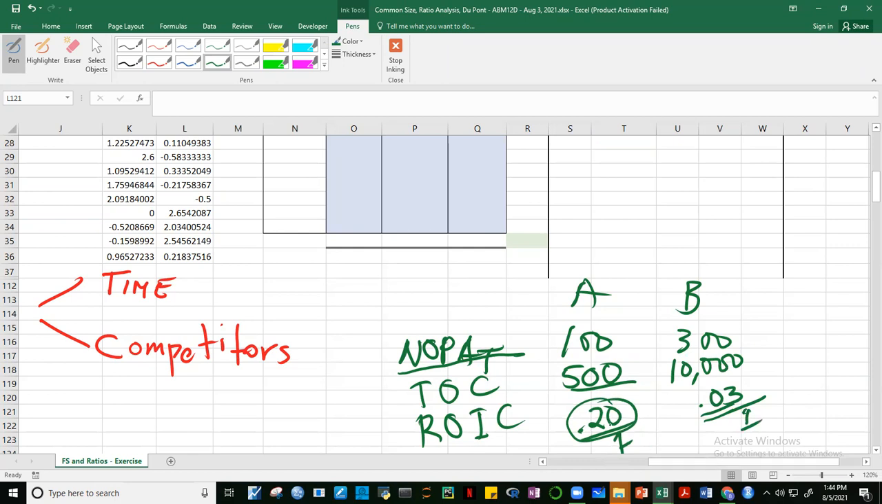So si A, 20 centavos per peso of operating capital. So we can now say, guys, that A outperforms B. Not in absolute terms, but in terms of per capital. Okay? Kasi ito 500 lang yung operating capital niya, nakapag-generate siya ng operating profit na 100. Ito 10,000 yung operating capital niya, pero 300 lang yun. Okay, so sino mas nagiging efficient? Sino mas nakaka-perform ng mas maganda? Si A. Alright? So we benchmark.